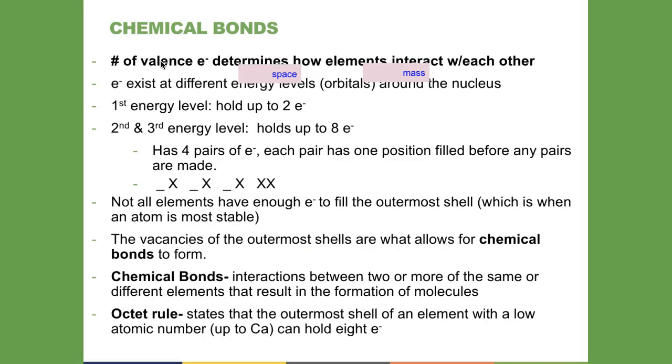This is exactly what we've been talking about as far as the valence electrons. It's going to determine how the elements actually interact with one another. Like I said, the first energy level, or the first orbital, holds up to 2 electrons. All the energy levels after that are going to hold up to 8 electrons.